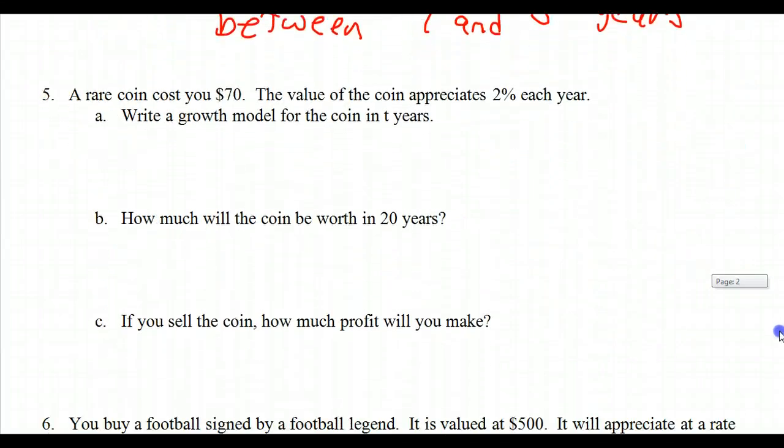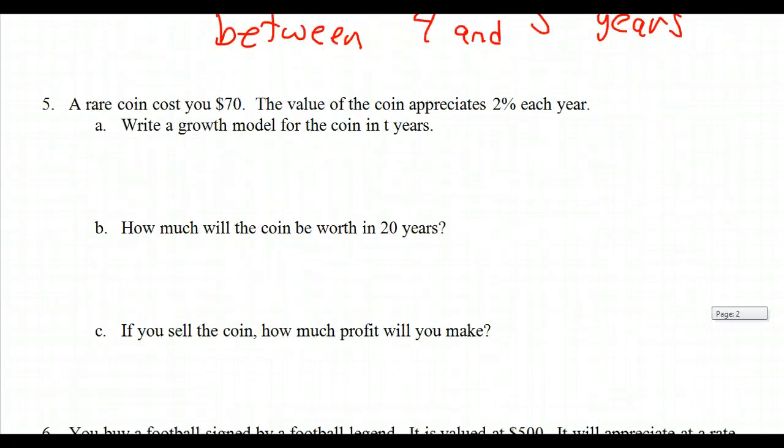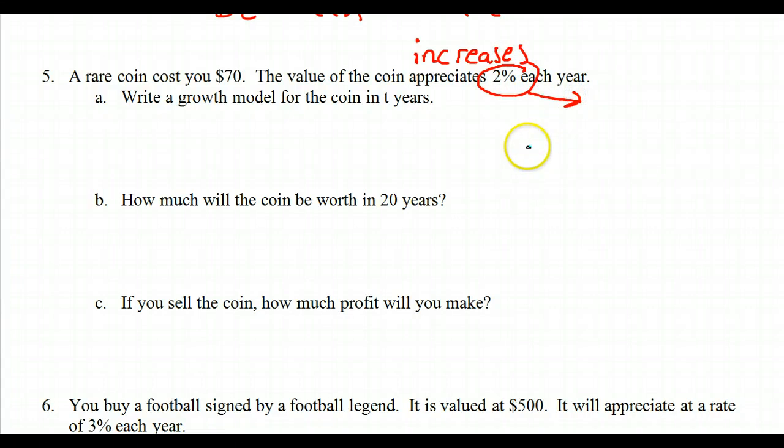Okay, last problem. Oh, not the last problem. There's a couple more problems. Let me accelerate. This video is getting long. A rare coin cost you $70. The value of the coin appreciates, that means increases, 2% each year. The growth rate then is 0.02 if I move that decimal point twice.